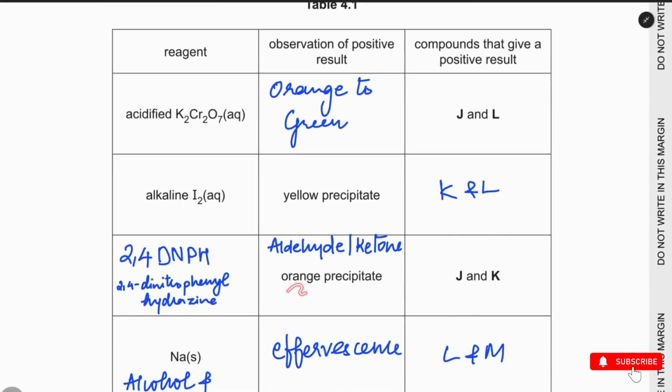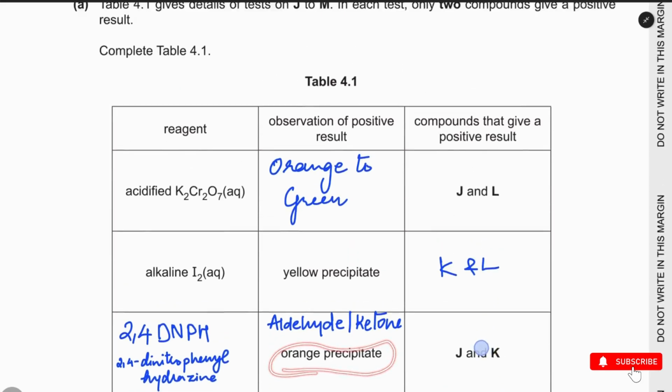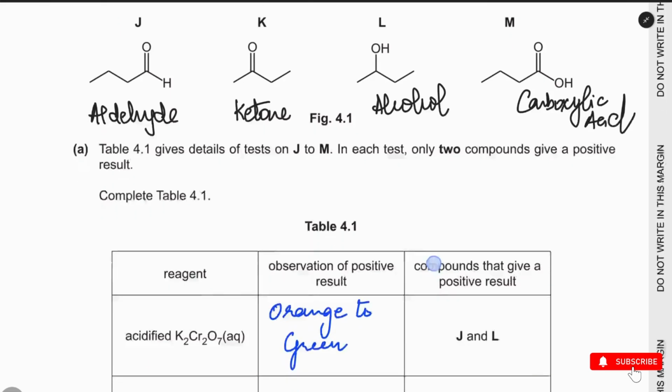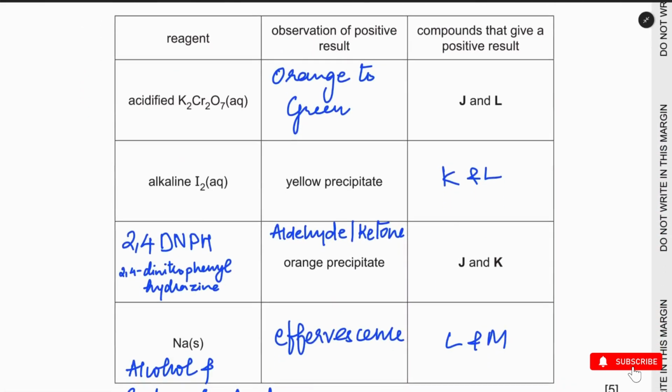Now, when I talk about orange PPT, they have given us J and K. Orange PPT, J and K, which are aldehyde and ketone. We know that the test for the aldehyde group is nothing but 2,4-dinitrophenylhydrazine. We use this test to identify the aldehyde and ketone, which gives me an orange PPT. Okay, so if you get an orange PPT as an observation, as a positive result, then this is the answer.